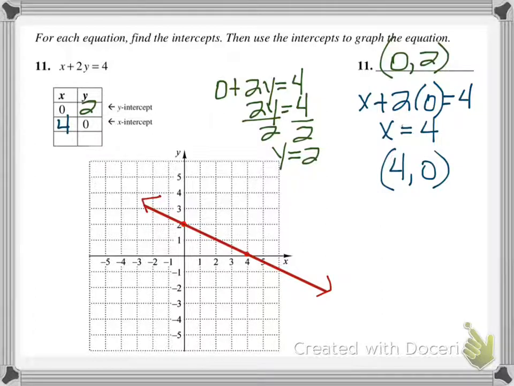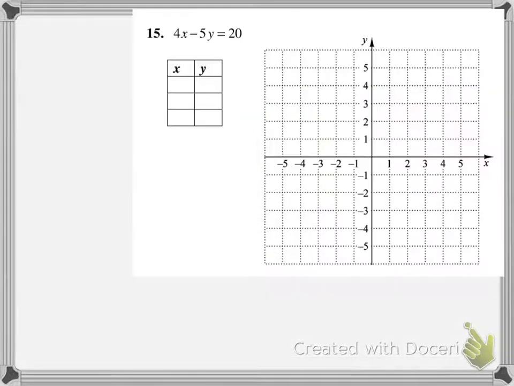It's just a modified version of what I call point plotting, like what we were doing before, where we just pick whatever values we want for x to find the y's. This, we're just making it more specific. We're plugging in 0 for x, solving, and then plugging in 0 for y and solving.